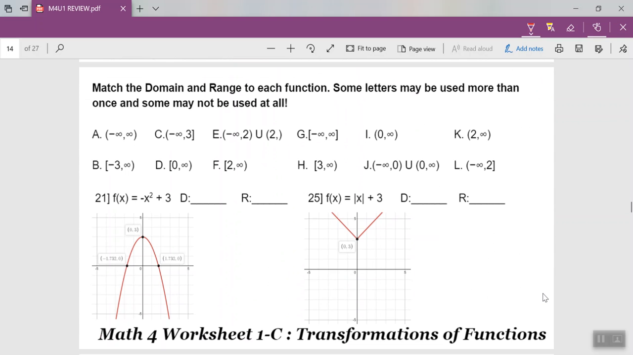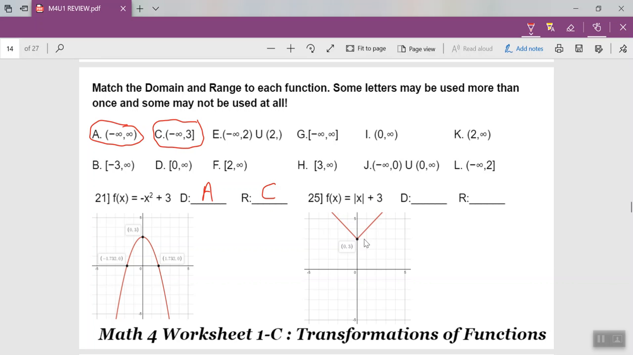Moving on to 21 and 25, negative x squared plus 3. The domain goes forever in both directions, so that is again A. We're going to see a good bit of A with these. But the range goes from positive 3 and goes toward negative infinity. Now, that is not that. That is more like this. From negative infinity to positive 3. And be careful. Negative infinity always goes on the left. Positive infinity always goes on the right.